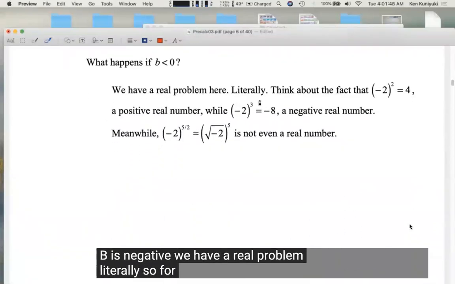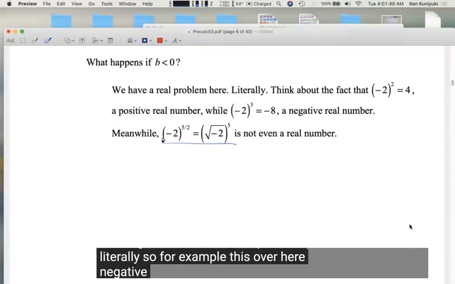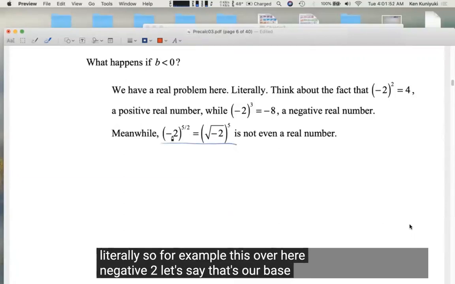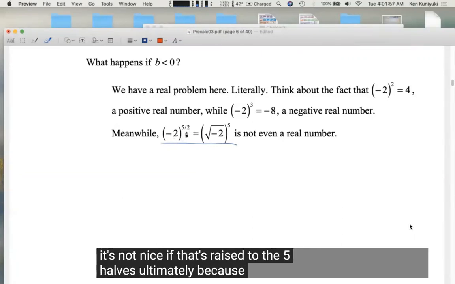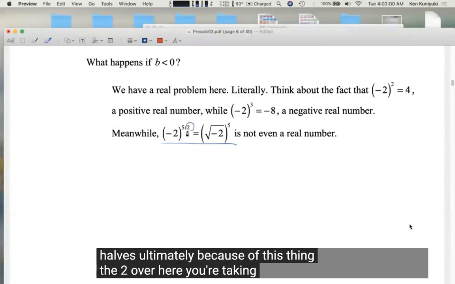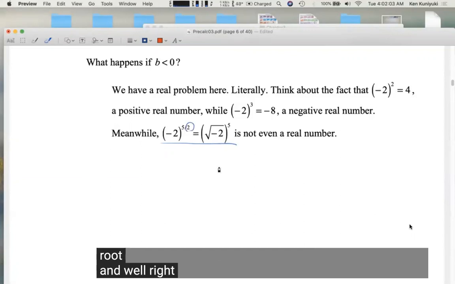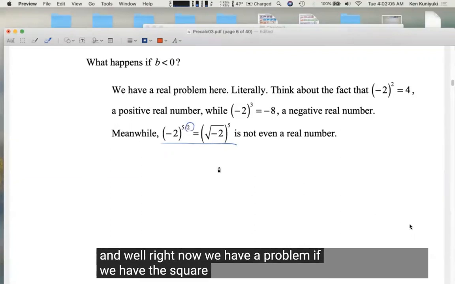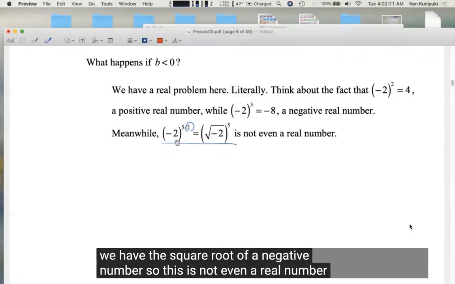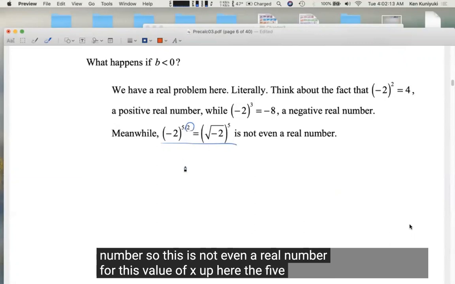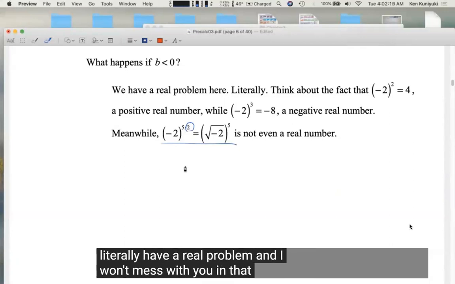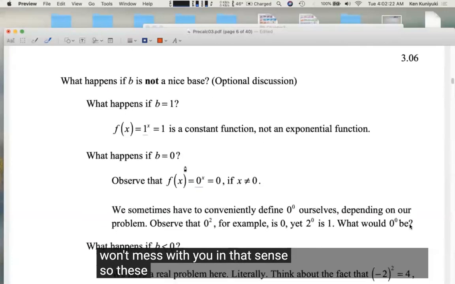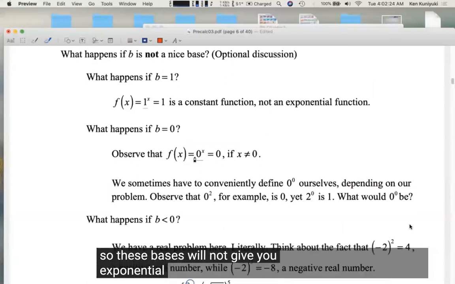If b is negative, we have a real problem, literally. So, for example, -2, let's say that's our base b, it's not nice. If that's raised to the 5/2, ultimately, because of the 2 over here, you're taking a square root. And right now we have a problem if we have the square root of a negative number. So this is not even a real number for this value of x, the 5/2. So if your base is negative, you literally have a real problem, and I won't mess with you in that sense. So these bases will not give you exponential functions.